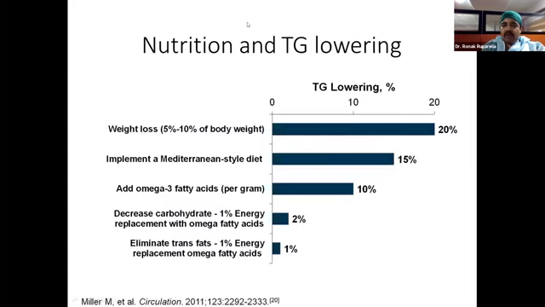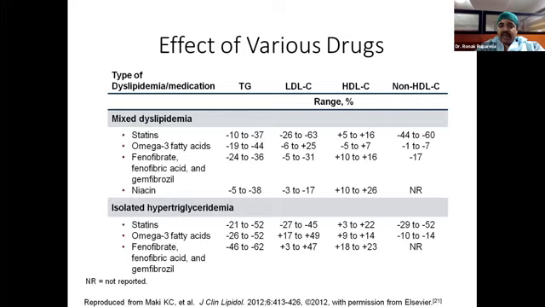And how nutrition and triglyceride lowering drugs affect triglyceride level. A weight loss of 5 to 10% of body weight will reduce your triglyceride by 20%. Implementing a Mediterranean style diet will reduce triglyceride by 15%. Omega-3 fatty acid addition into the diet will reduce it by 10%. Carbohydrate reduction in the diet by 1%, or energy replacement with omega fatty acid, reduces triglyceride by 2%, and so on. So mainly the role of diet comes in reducing triglycerides. So for hypertriglyceridemia, diet as well as drugs will be effective.